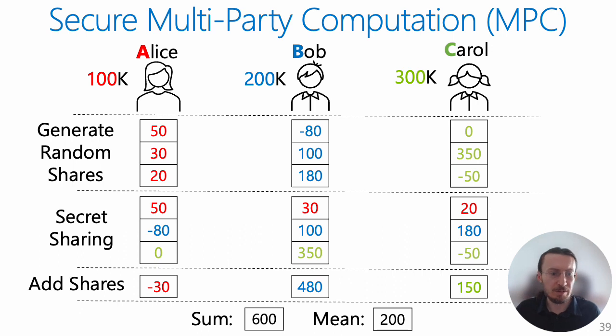So then we recombine all the results. So we add minus 30, 480 and 150, and this sum gives us 600. And then, because we had the 3 clients in the protocol, the average salary is 200. And this ends this secure multi-party computation, where we are able to compute the mean salary without revealing to any collaborating parties what is my own salary.